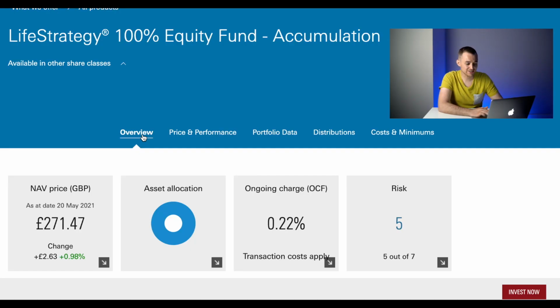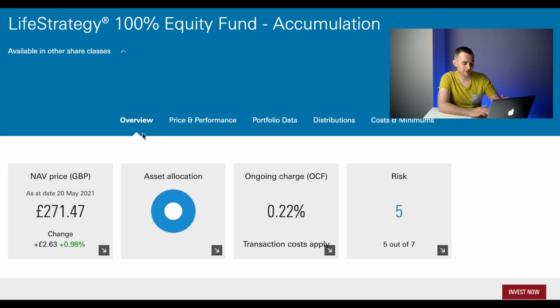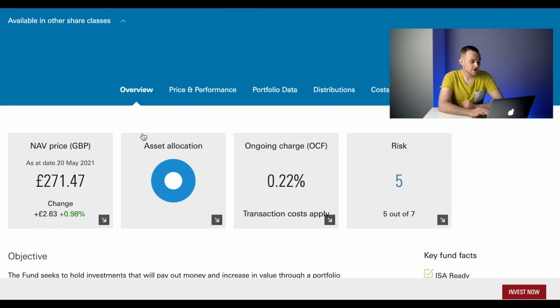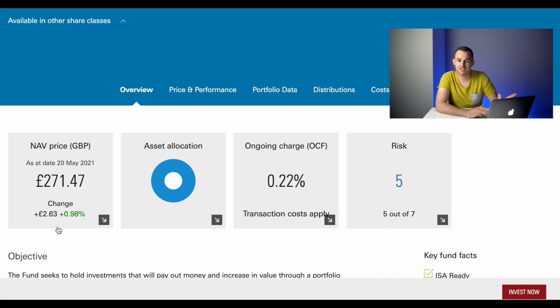The first thing you'll see is various tabs. We're going to take a look at the overview tab. So this is the NAV price. This is how much it's going to cost to buy one whole share of this fund, which currently is £271.47. You may well be thinking this is more money than I want to invest. Well, the good news is with the LifeStrategy funds, you can purchase fractional shares, so you don't have to invest £271.47 at a time. You can see the day change is up 0.98%.